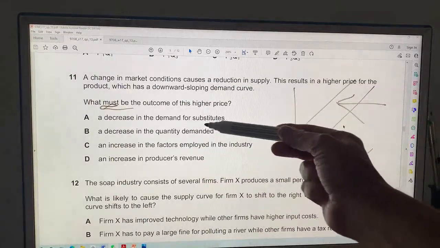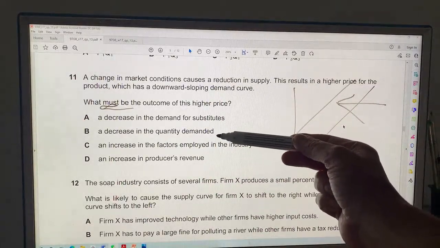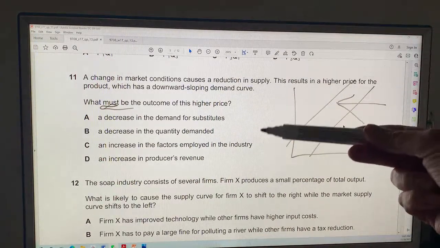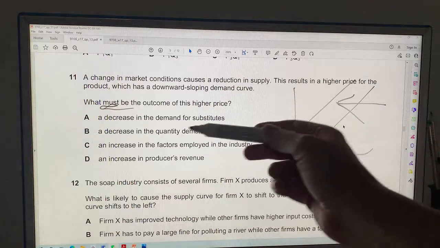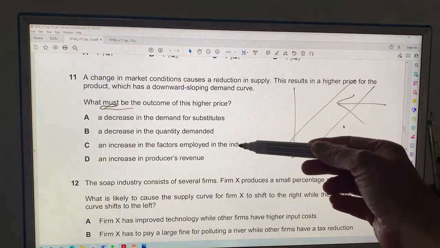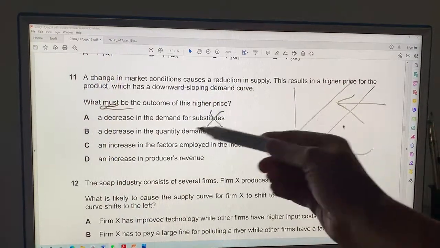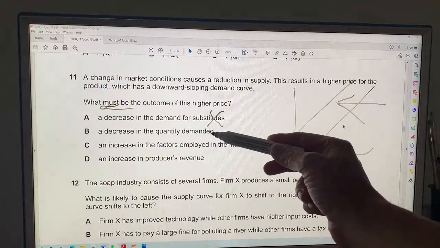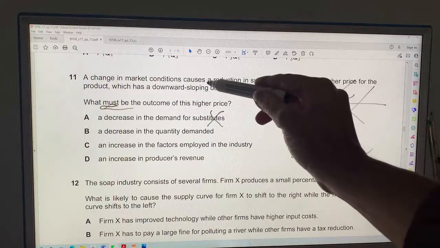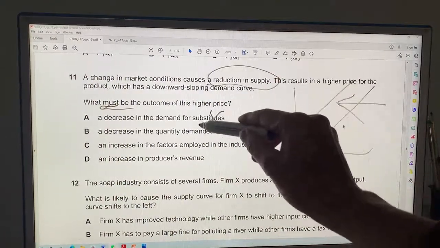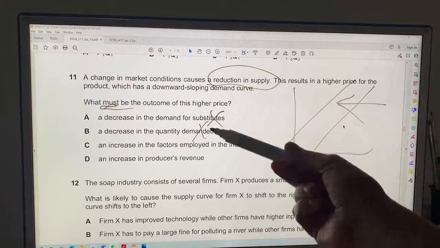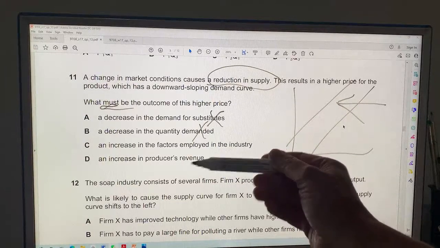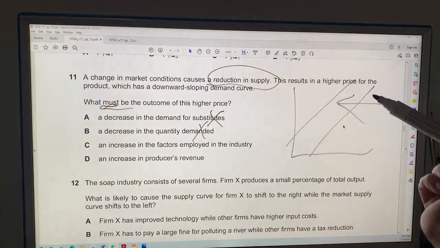Okay, decrease in the demand for substitutes. No. Decrease in the demand for substitutes. That does not affect costs. That affects demand. A decrease in the quantity demanded. Well, let's make sure. We have a reduction in supply, so this is about demand. B is about demand. C says an increase in the factors employed in the industry.